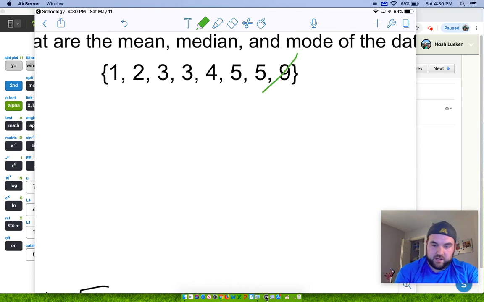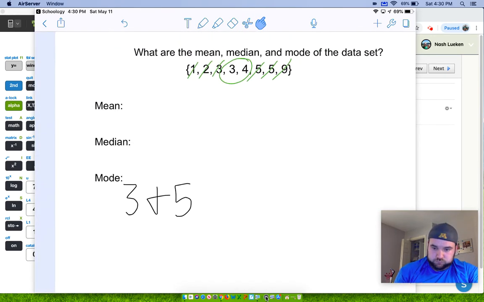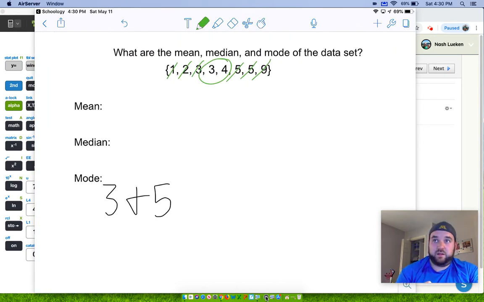So take out 9 and 1, and then take out 5 and 2, 5 and 3. And then in the middle, I have 3 with 4. If I take those numbers, add them up, and divide by 2, my median is going to be 3.5 of the data set.